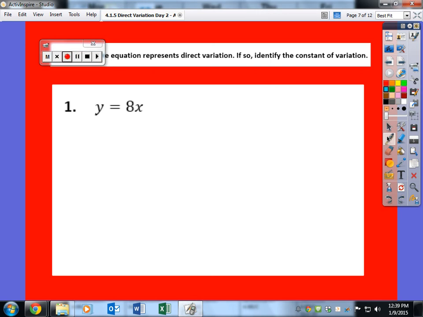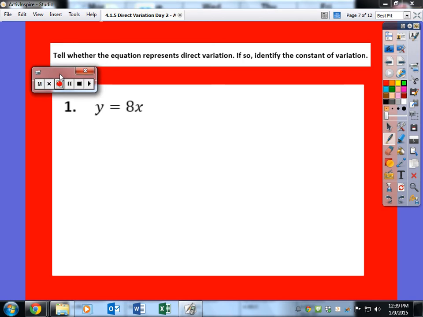Hey guys, I'm just going to go through the few problems on the yellow assignment that covers direct variation, so you have an idea of what you're expected to do on this assignment.